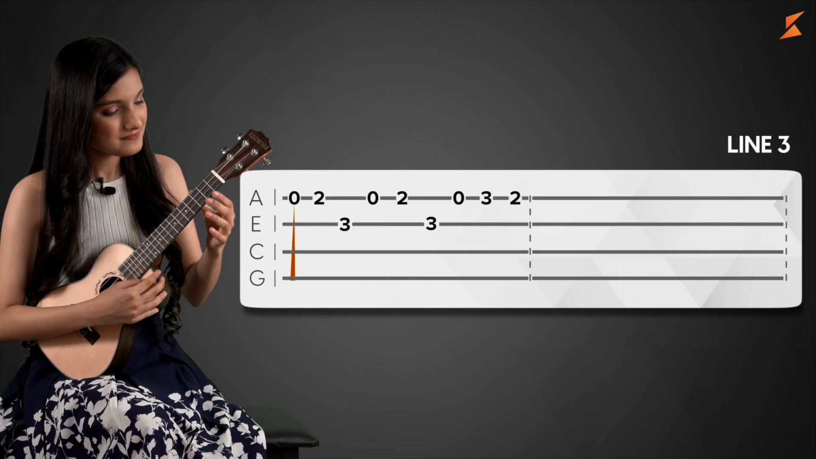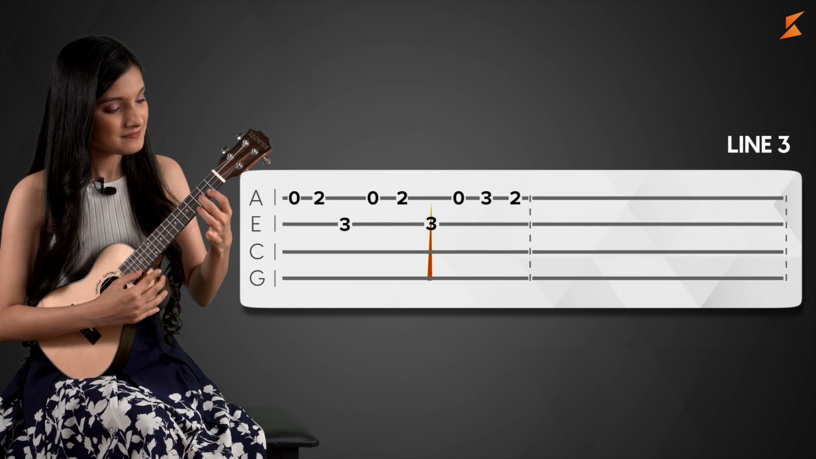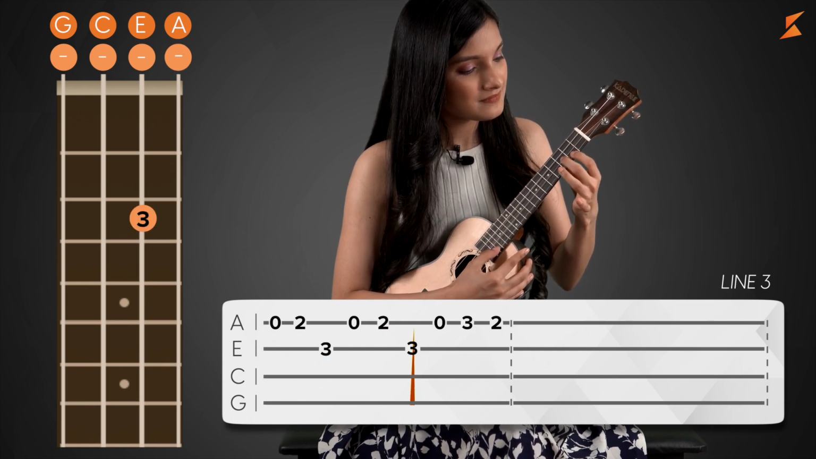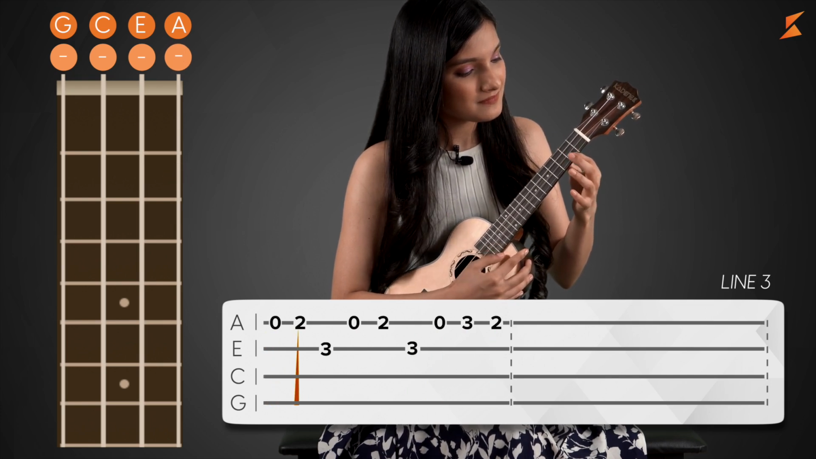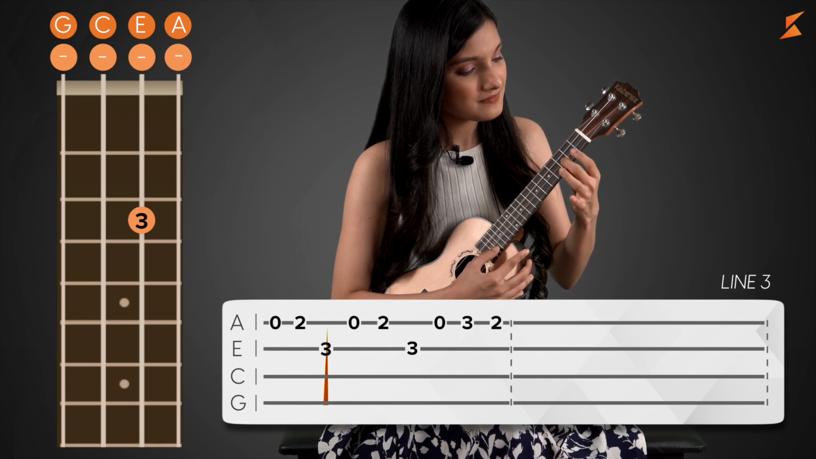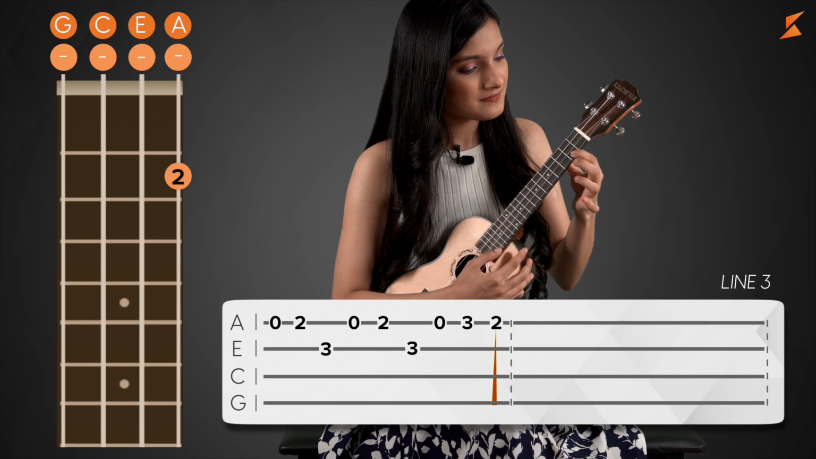Now let's put the notes of line number 3 together and play it. This is how it sounds like. Now, let's practice this together on my count. 3, 2, 1, go. So that's line number 3.